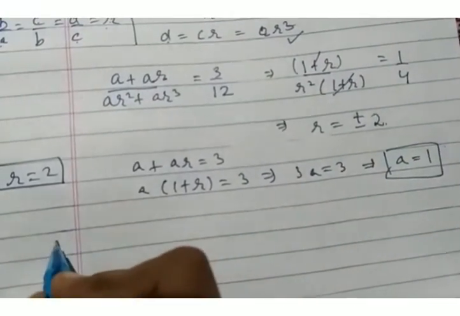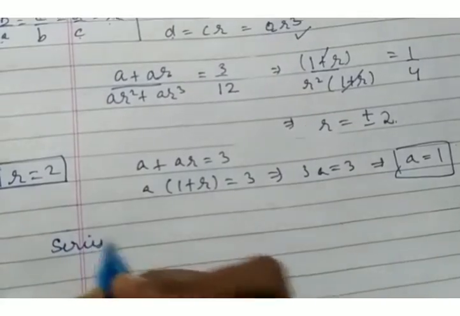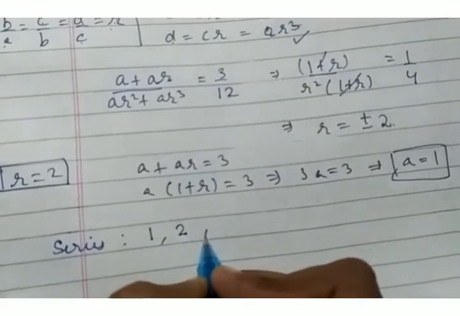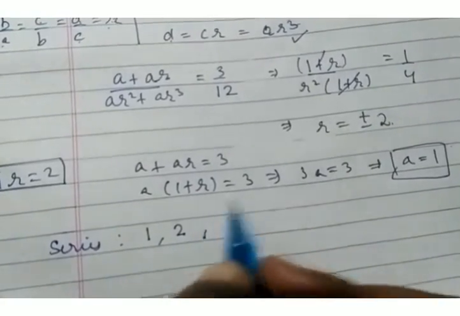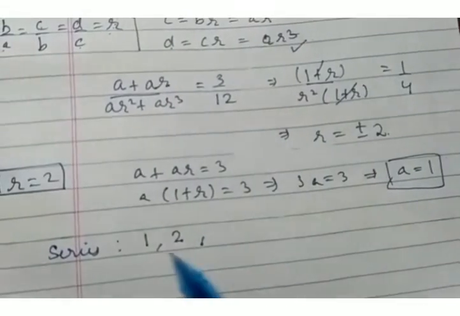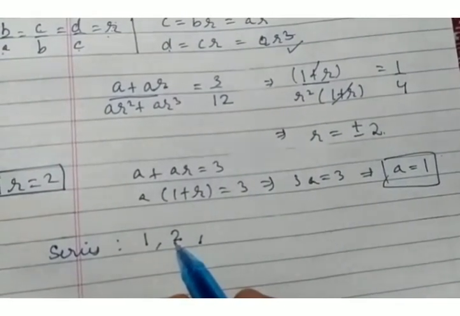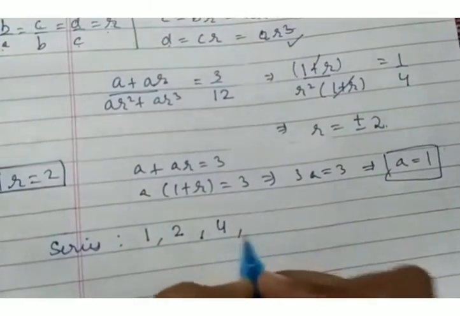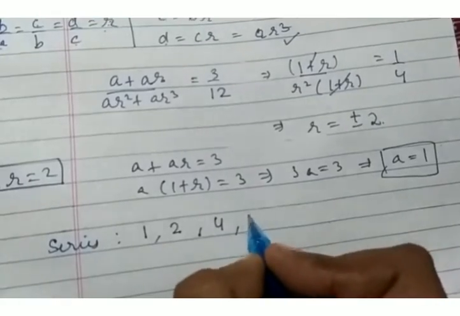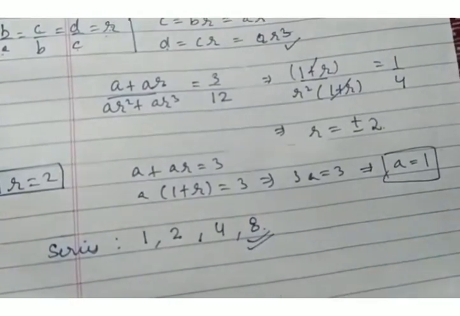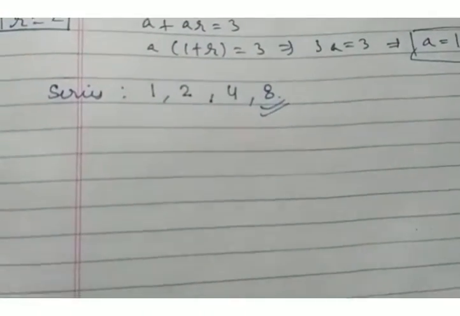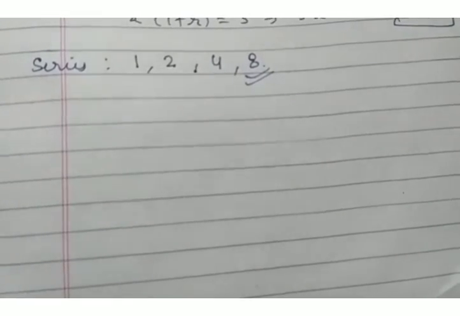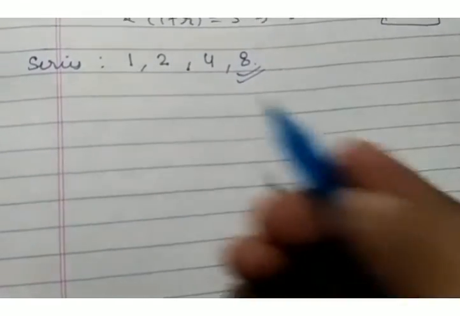Now we can write the terms of the series. In the series, the first term is a, that is 1, the next term is ar, that is 1 into 2, then ar square, that is 1 into 2 square, 4, and then the fourth term will be 8. So this is the series. Now in the question you have to show that the ratio of q plus p is to q minus p equals to 17 upon 15.